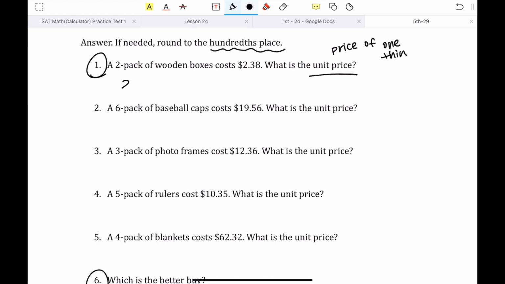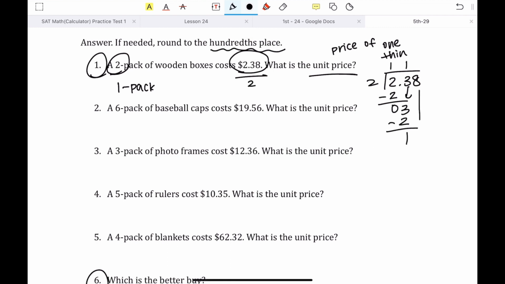We know a 2-pack costs $2.38, so now we have to find how much 1 pack of wooden boxes would cost. We take $2.38 and divide it by the amount it started with, which is 2. So we're going to do $2.38 divided by 2. Bring that to 3, and if you need a review on how to divide decimals by a whole number, you can look at the previous lessons. Then we should get $1.19, and that is for 1 pack of wooden boxes. So this is the unit price.